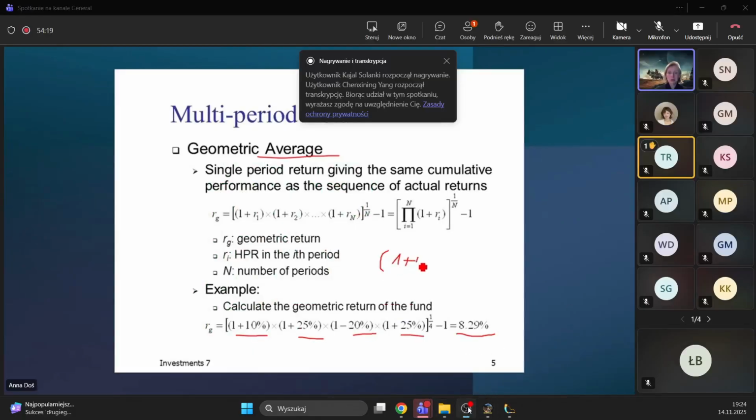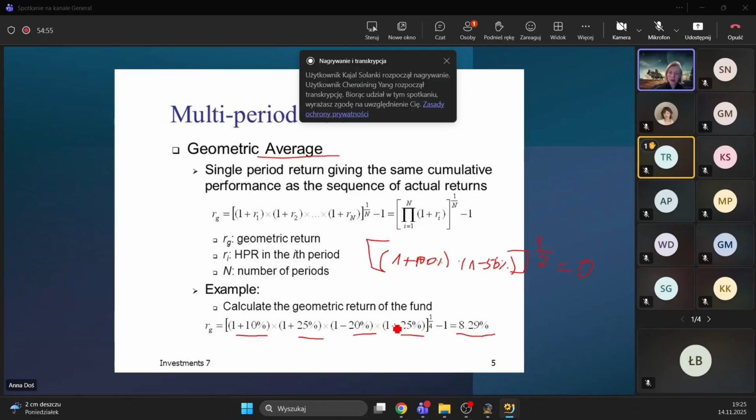1 plus 100% times 1 less 50% to the power of 1 over 2, or we can simply take the square root out of it, and we will have 0. Okay, this will be the result of geometric average. So the geometric average captures the compounding effect and the fact also that the money that we invest can be lost.